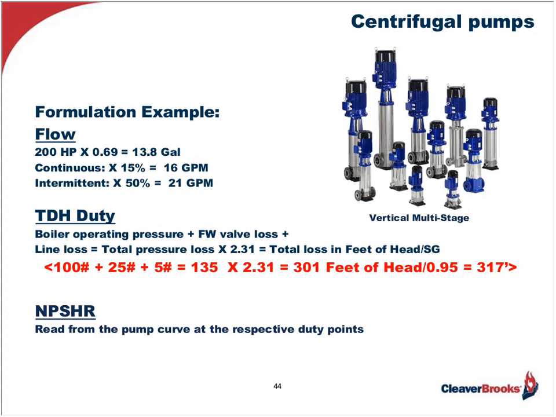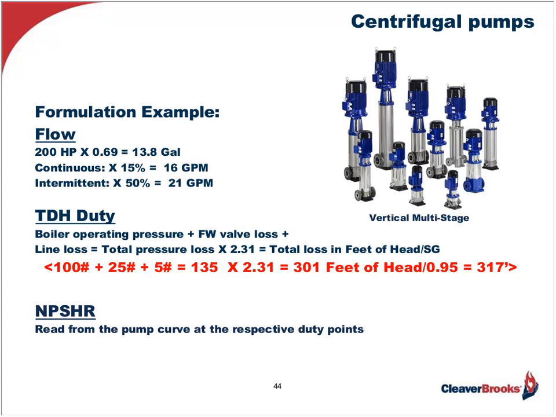So, understanding what is shown on a pump selection curve, here is how we arrive at the duty points to apply to the curve for selecting our particular pump for the 200 horsepower boiler operating at 100 pounds and using a continuously running centrifugal pump. So you see up on top here, we have a 200 horsepower boiler. We use a factor here which will get us to GPM flow, or 13.8 gallons per minute. And if we've got a continuous operation, we add the 15%, so now we're up to 16 gallons per minute. If it's intermittent, we'd add 50%.